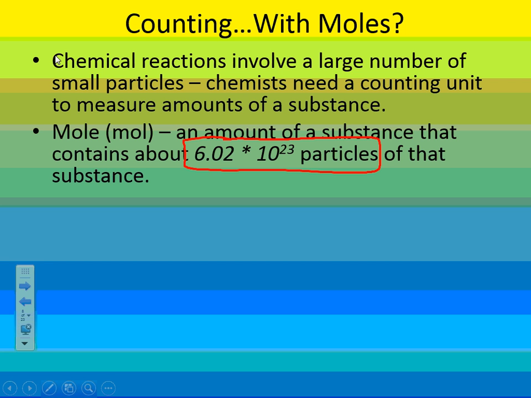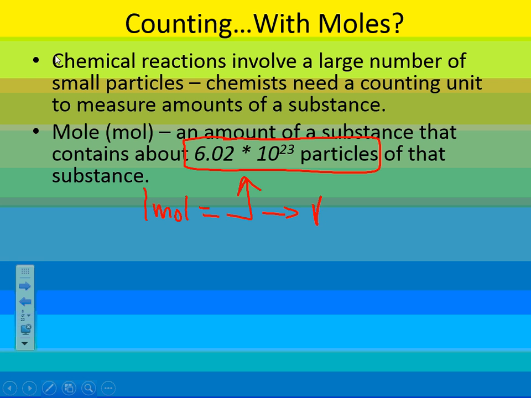1 mole of any substance. 1 mole of water has 6.02 times 10 to the 23rd atoms or molecules. 1 mole of copper has 6.02 times 10 to the 23rd atoms. 1 mole of eggs, doesn't matter what we talk about, has 6.02 times 10 to the 23rd molecules. Get my point? 1 mole of anything is equal to 6.02 times 10 to the 23rd.